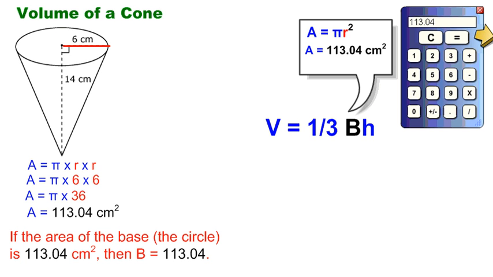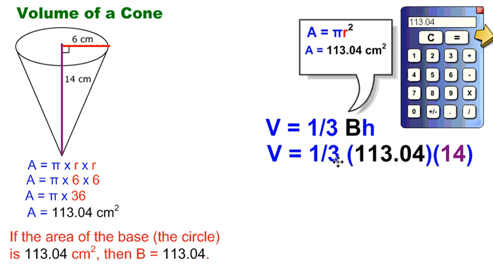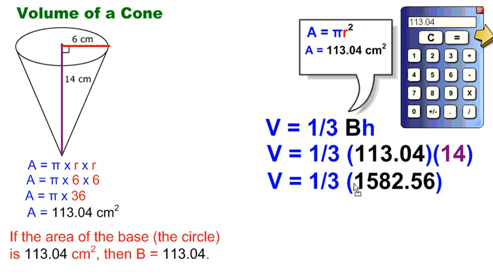Next, I need to figure out what H is, and that's very easy to find. The height of our cone is 14 centimeters. So I substitute those numbers in. 1/3 capital B was 113.04, and the height of our cone is 14. Now, I found it's easier on the calculator to just go ahead and multiply your decimal times the height and then divide by 3. So I already have 113.04 in the calculator.